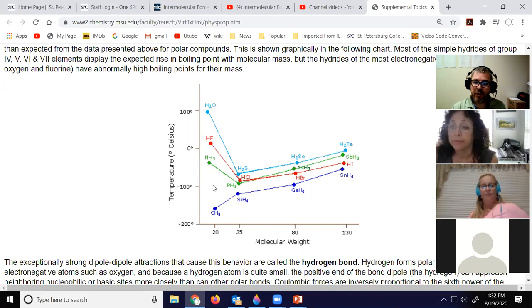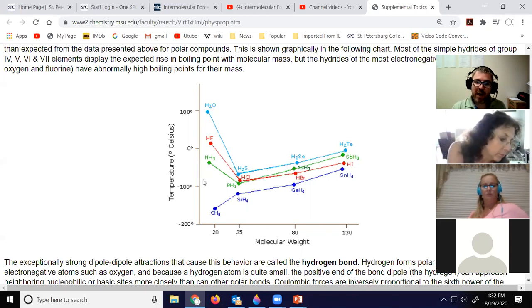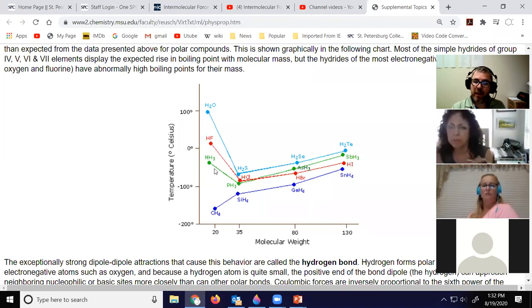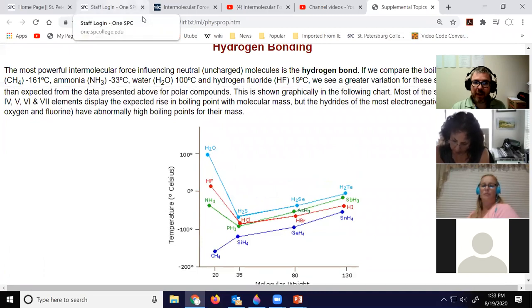Look at HF. HF should be down here about minus 100. It's about 20. And look at water. Water should be minus 80, and it's 100 degrees Celsius. Crazy. But that's because of the NH, FH, and OH bonds, hydrogen bonding. Because those intermolecular forces are so strong, it pushes the boiling point to much higher than what we'd expect it to be. That's what this means. Okay, so that's the basic background of all of this.